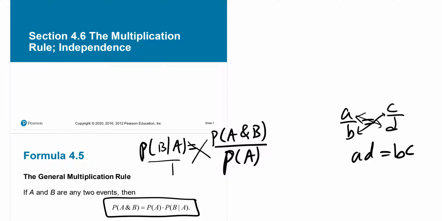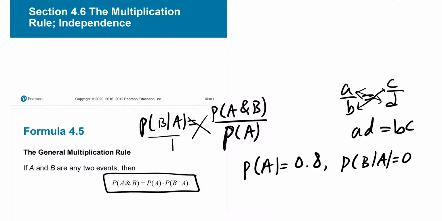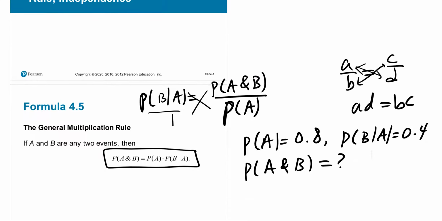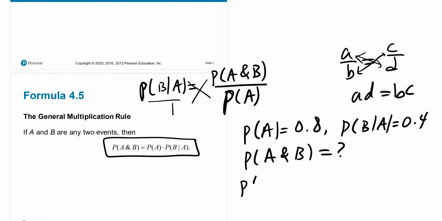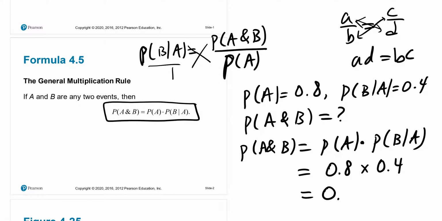So they are the same rule, just interchanged. And how do we apply something like this? I showed you some examples in the previous section. Let's say we are given the probability of A is 0.8 and the probability of B given A is 0.4. We need to find the probability of A and B. To do that, we can apply the rule here. Probability of A and B is the probability of A times the probability of B given A. That would equal 0.8 times 0.4, which is 0.32.